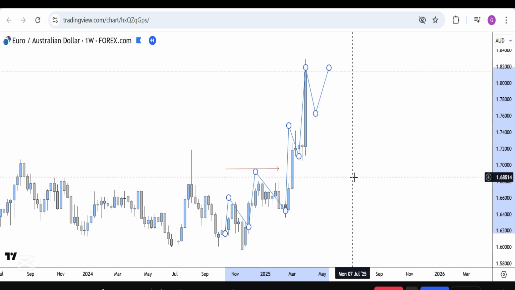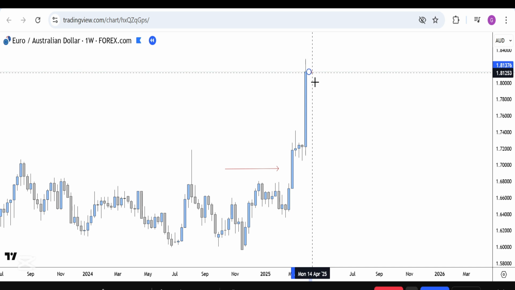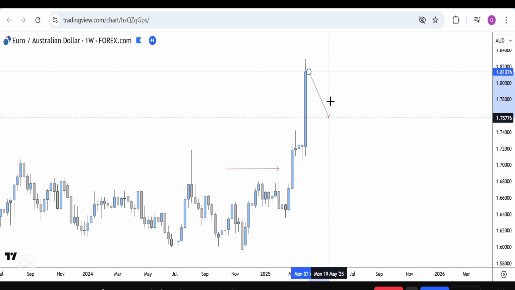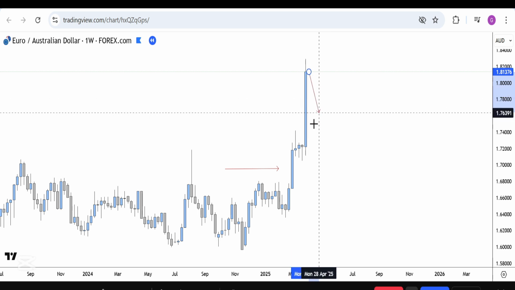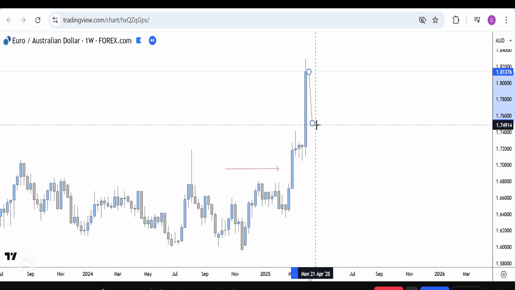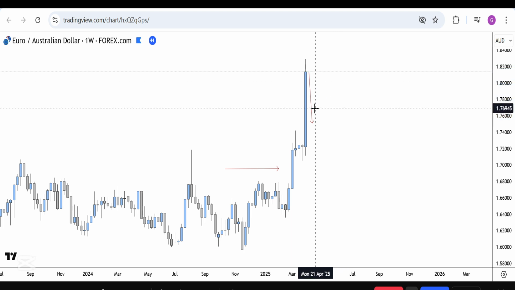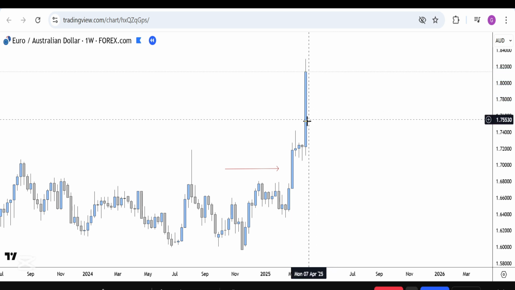So our expectation is that price will retrace, coming from the monthly danger zone or the monthly resistance into the range of this bullish engulfing candle to create a new higher low before a potential next move to the upside. So our bias, as far as the weekly time frame is concerned, is bearish.